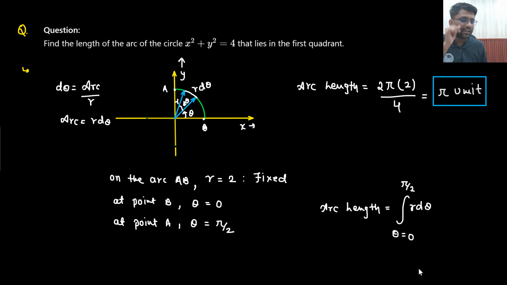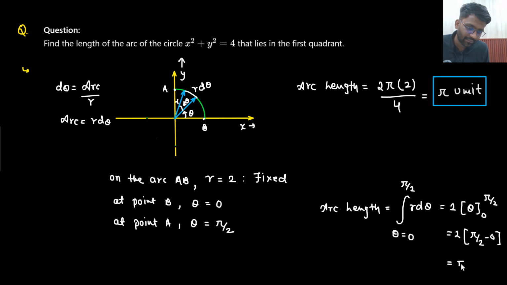And what is the value of r here? The value of r is fixed, which is equal to 2. So take 2 outside. Integration of d theta will be theta only from 0 to pi by 2. Just put down the limit, pi by 2 minus 0. So the answer is pi. This is the answer, pi unit.